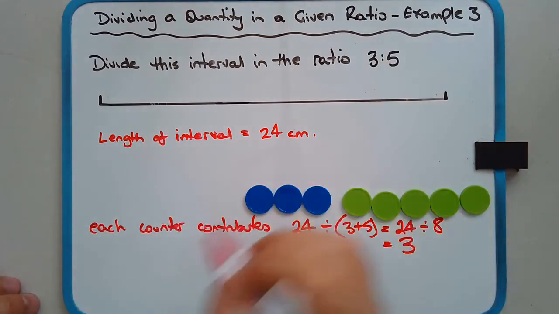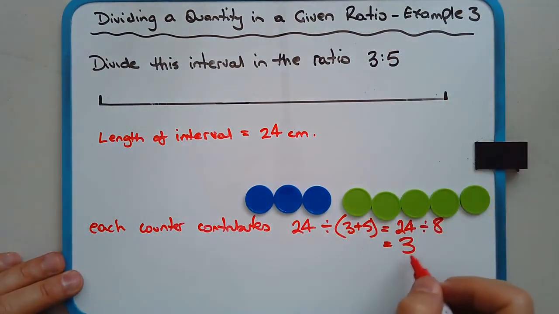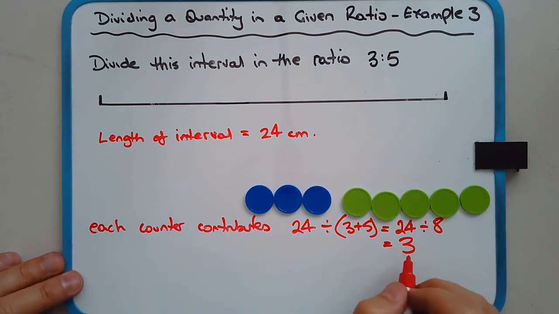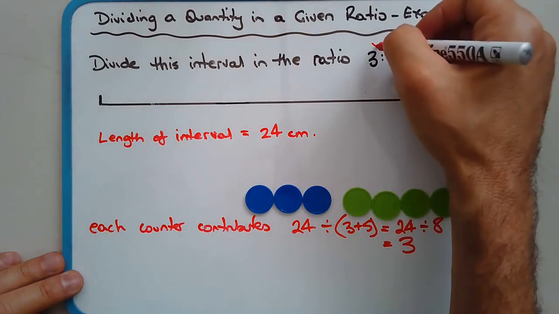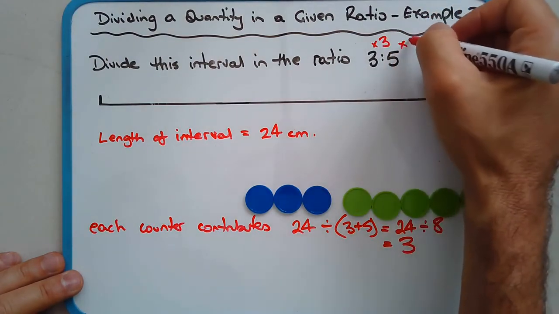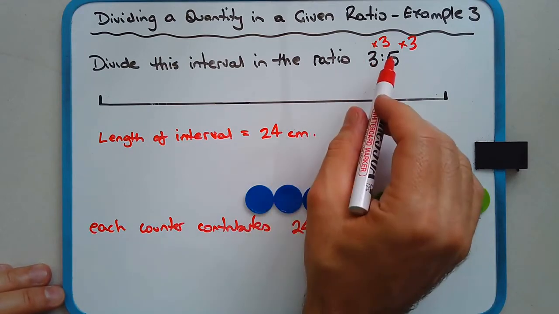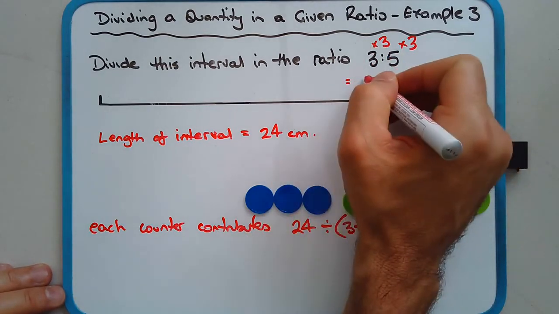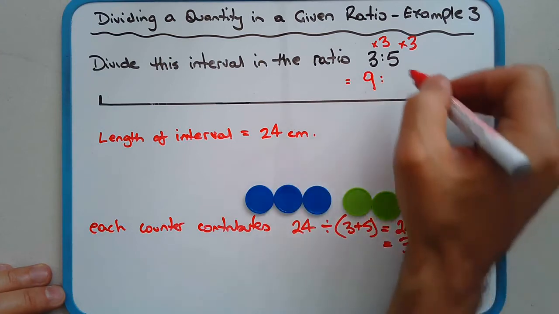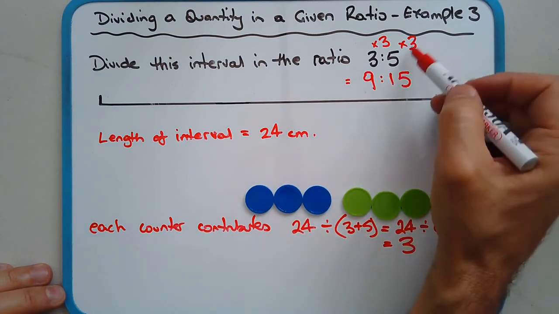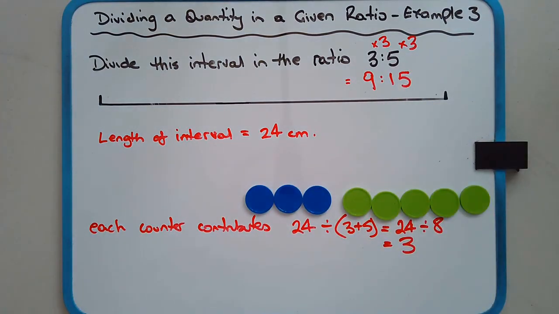So going back now to the original ratio, if we take this value of each counter and multiply it by the number of counters that we have, 3 blue counters times 3 gives you 9 centimeters. So this is really the ratio 9 to 15. 5 times 3 is 15.